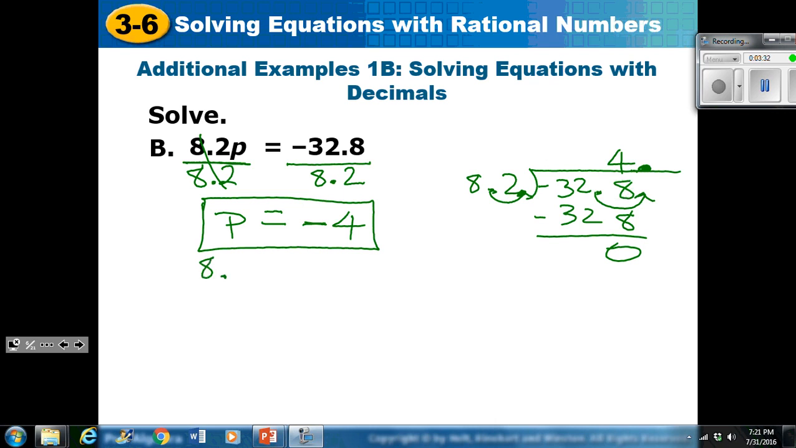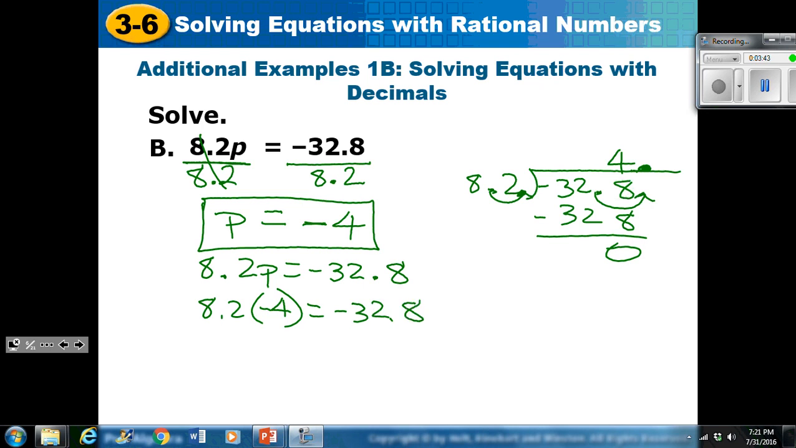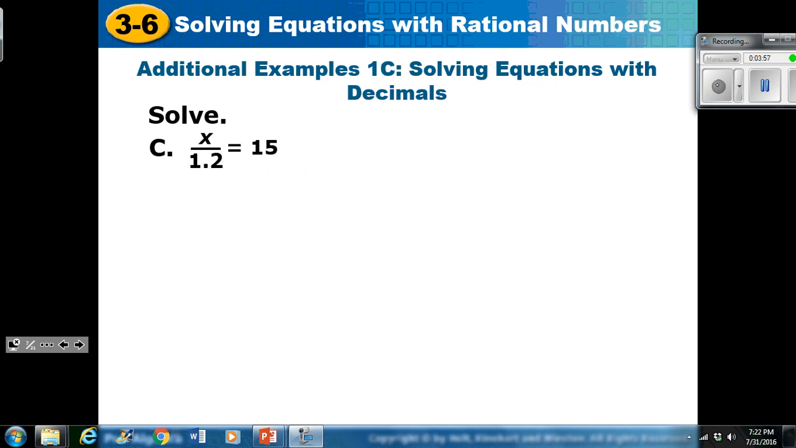Copy the original problem. Plug in your answer for the variable. And then when you multiply this out, you will indeed get negative 32.8 equals negative 32.8. The check there is probably more trouble than it's worth, but that does show you that your answer is correct. Okay, from this point on, I'm not going to show you all the computation. I'm going to assume that you know that from other chapters, or that you're being allowed to use your calculator.